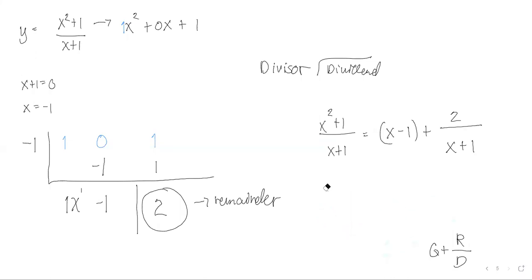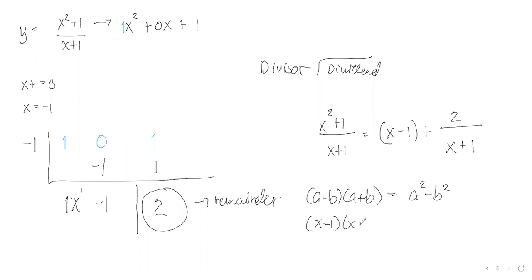Pwede nating ibalik siya as ganito. Paano? Multiply mo lang tong denominator or divisor natin sa product. Ay, sorry, sa quotient. Sa quotient. So, diba this is a special product? Diba? X plus 1, x minus 1. Naalala nyo pa? That is difference of two squares. Diba? A minus b times a plus b, that is a squared minus b squared. So, ibig sabihin, x minus 1 times x plus 1, that is equal to x squared minus 1.